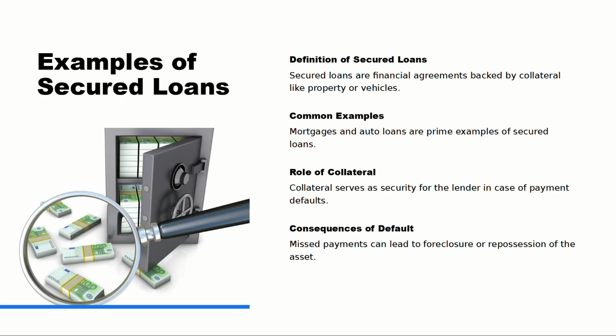Examples of secured loans. Definition of secured loans. Secured loans are financial agreements backed by collateral like property or vehicles. Common examples. Mortgages and auto loans are prime examples of secured loans. Role of collateral. Collateral serves as security for the lender in case of payment defaults. Consequences of default. Missed payments can lead to foreclosure or repossession of the asset.